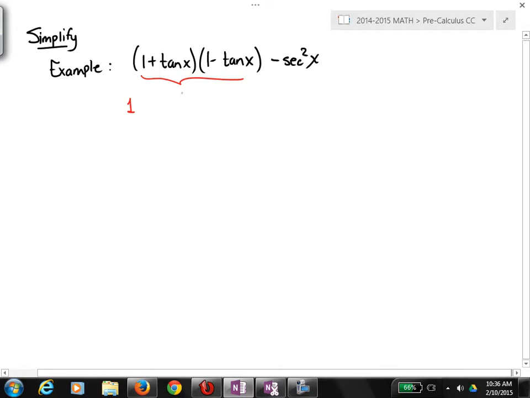So it's going to be 1. Remember that whenever I have conjugates, 1 plus tangent of x, 1 minus tangent of x, the outer and the inner cancel. If you do FOIL, if you do the distributive method, you're going to have minus tangent x plus tangent of x. Those will cancel out. So I'm going to disregard those and then just plus and minus. I have minus tangent squared of x. I still have minus secant squared of x from that term right there.